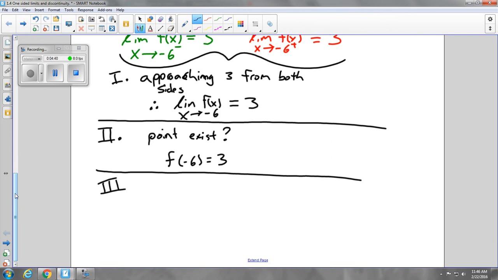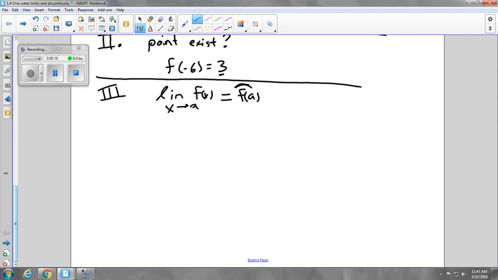And the third one is written like this: limit of f of x as x approaches a is equal to f of a. Remember, f of a here was 3, right? That's what we set up here. F of a was equal to 3, and this a down here is negative 6. I think it sometimes gets confusing showing it in the proper notation, but all we're really saying is that the limit as x approaches negative 6 of f of x is equal to f of negative 6.